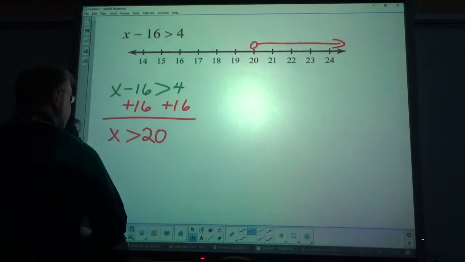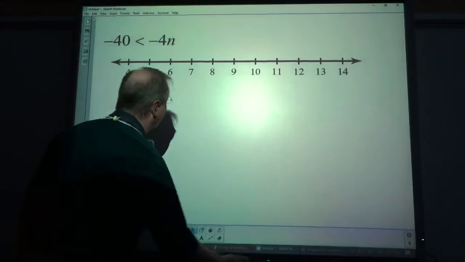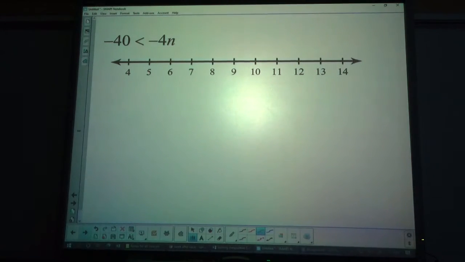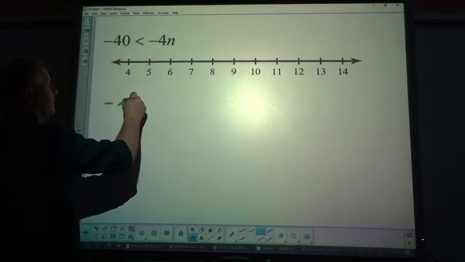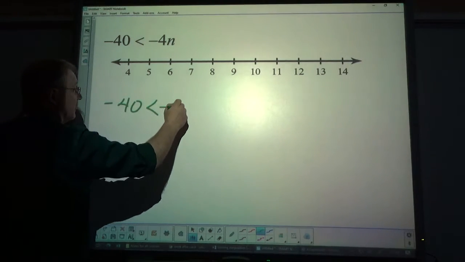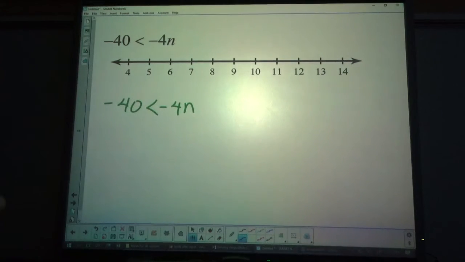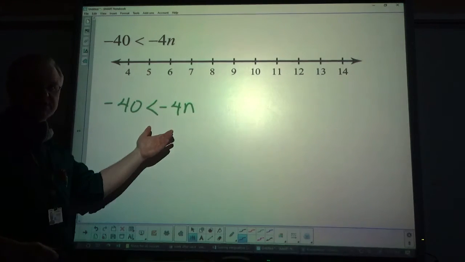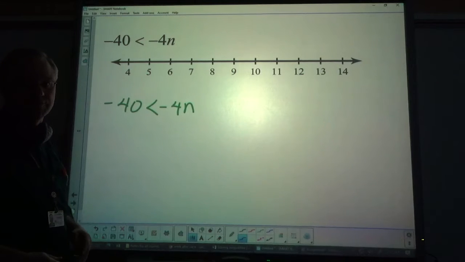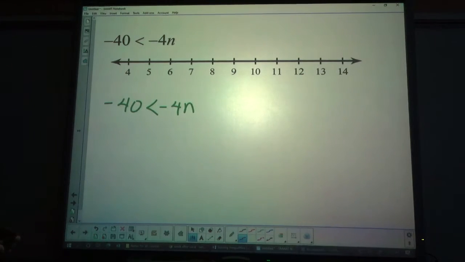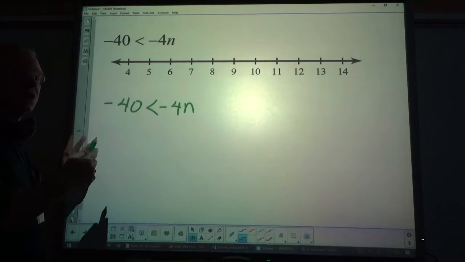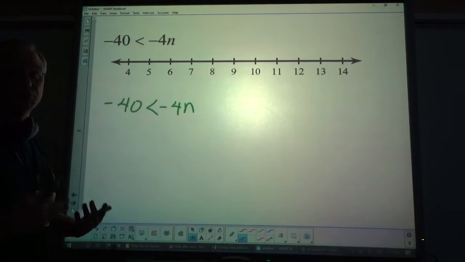All right, let's take a look at another example. Please notice in this one, negative 40 is less than negative 4n. Now I could move the negative 4n to the other side, but that doesn't really make sense here because there are not variables on both sides and it's only a single term. So you have a couple of options. The first option is you can just solve it the way it is and then move it.